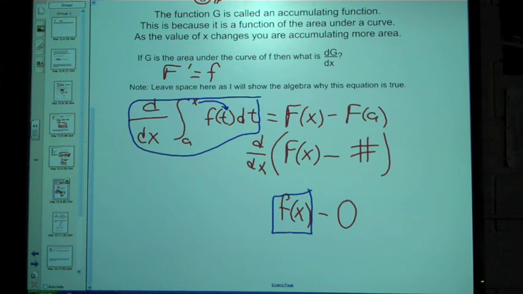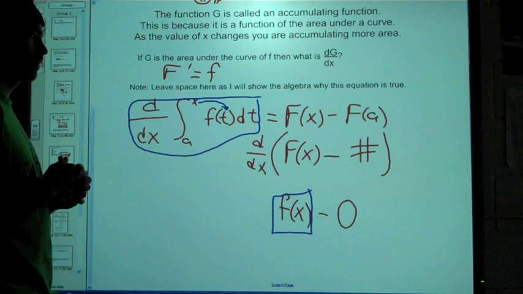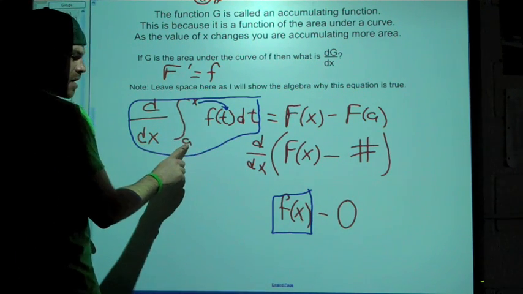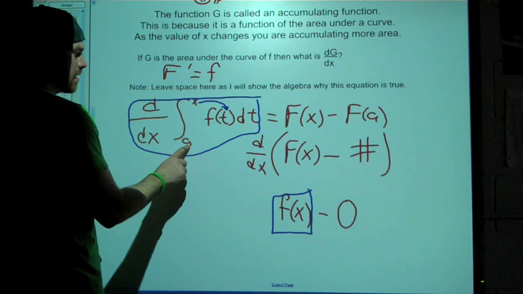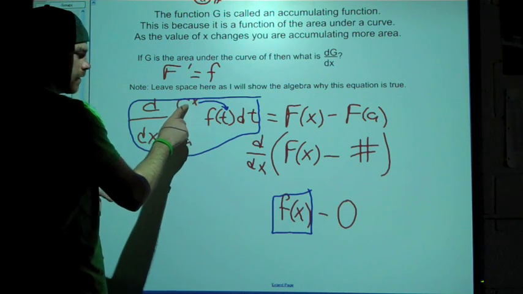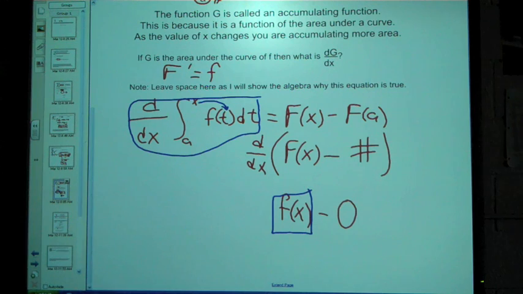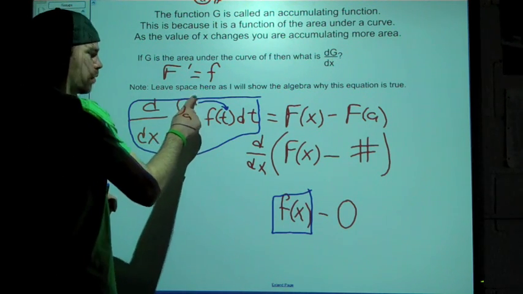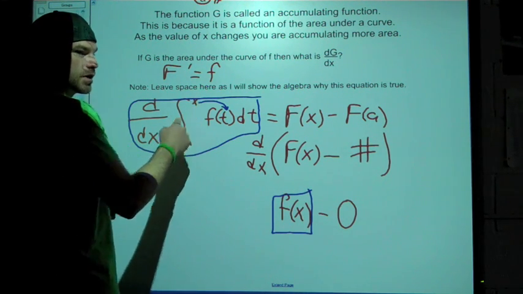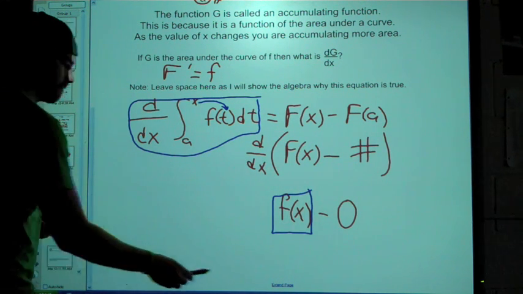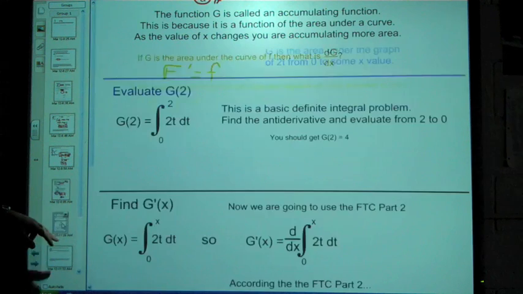You do not have to ever show the algebra, but it helps to understand where it comes from. If I want to find the derivative of the area under a curve from a number, this has to be a number, from a number to x, all you do is plug in x. Now, in a couple minutes, we're going to do where this is not x, this is some equation like x squared. Then you're going to have to do a chain rule kicker. But if it's just x, you just plug it in.